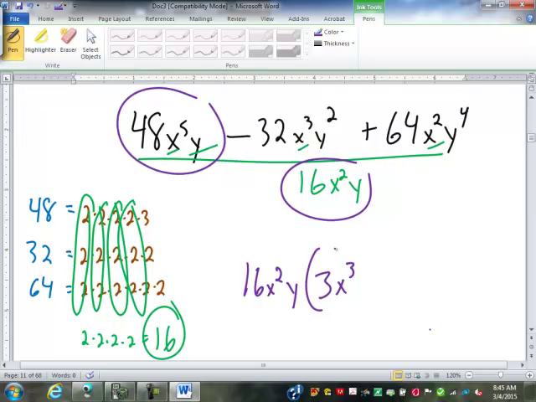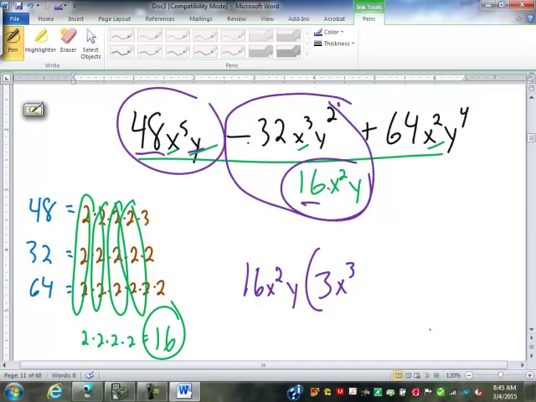You're way confused, aren't you? I am. Okay. You get the 48 divided by 16 is 3. X to the 5th divided by x squared, you're subtracting powers. 5 minus 2 is 3. And y divided by y cancels. We're going to get to y squared in a second.